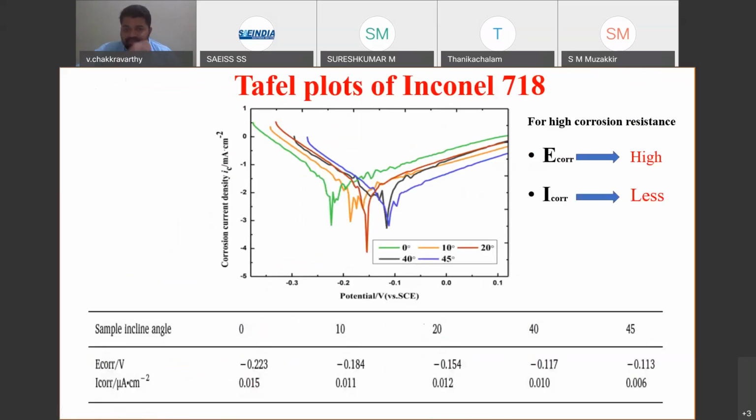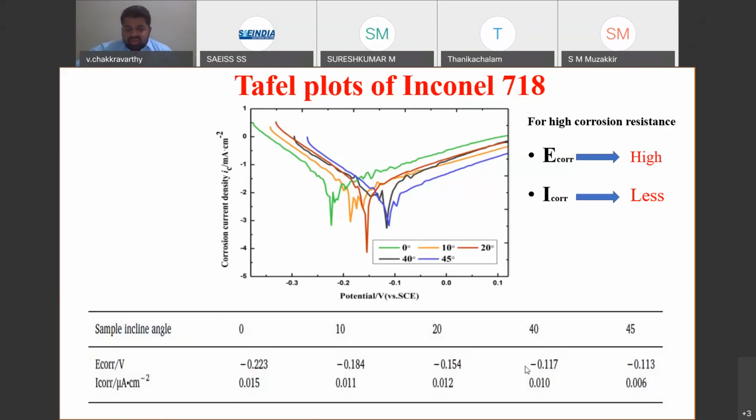So here we could observe a Tafel plot. This graphical representation of corrosion current and corrosion potential is called a Tafel plot. Totally 4 different readings were there. Among all these 4 readings, we could observe which has the highest ECOR value. The highest ECOR value is the 45 degree one, shown with the blue color, which is minus 0.113. For example, with negative values, is minus 5 bigger or minus 8 bigger? Obviously, minus 5 is bigger.